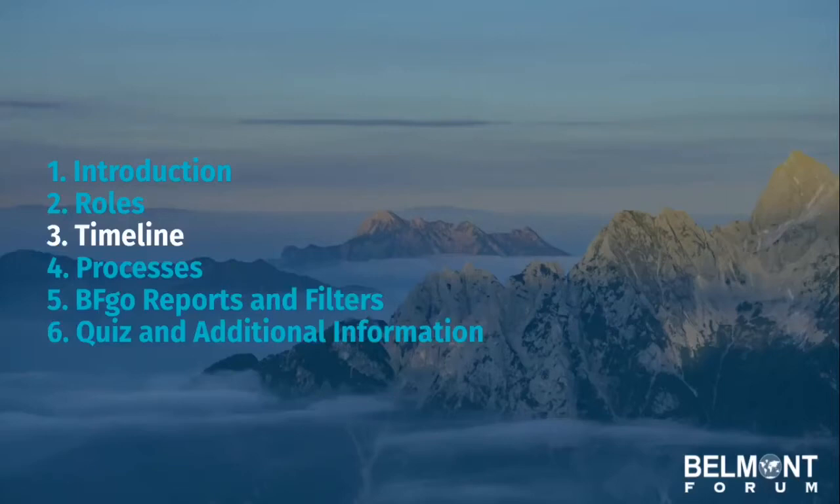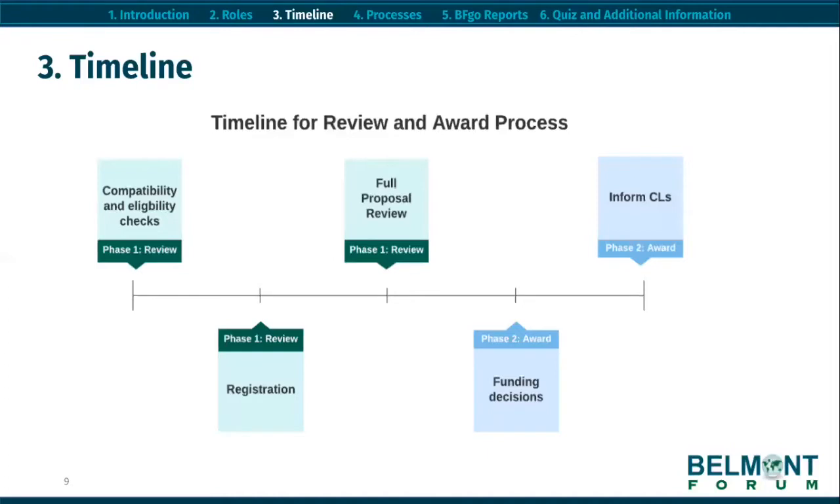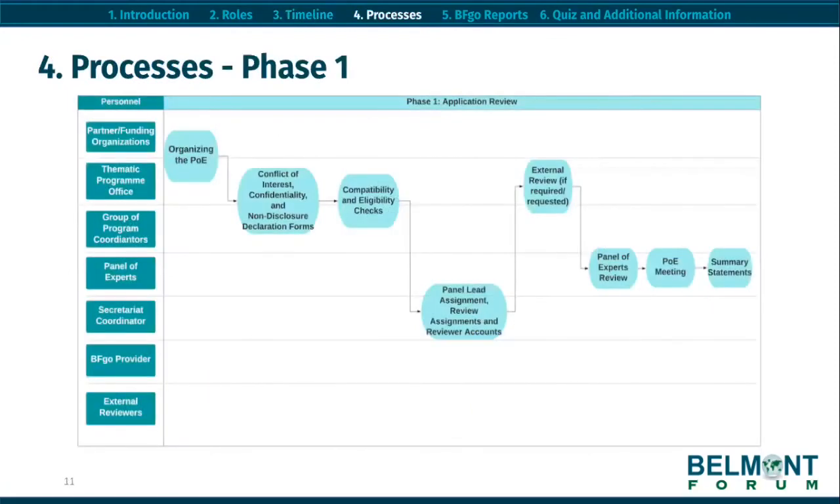Let's take a closer look at the sample application and the review timeline. The review process consists of three major steps: compatibility and eligibility checks of applications, application registration, and the review of full proposals. After the full proposal review, funding decisions are made and the consortium leads will be informed of those decisions. When looking at the timeline, it is important to remember the Thematic Program Office organizes the external and panel of expert review, including gathering reviewers.